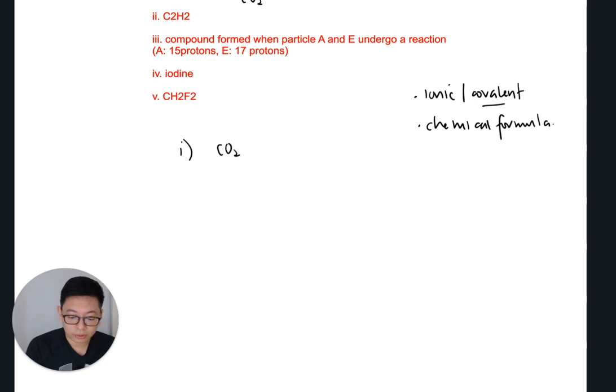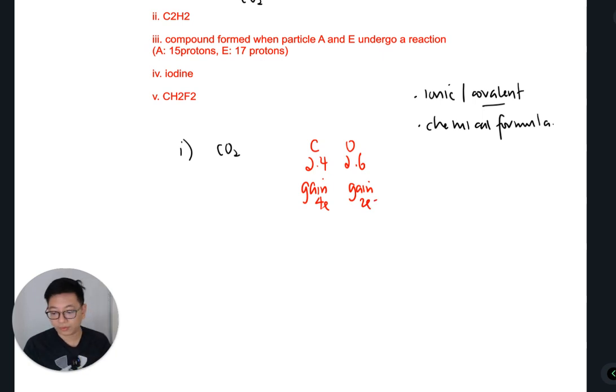Then next, you've got to list out your electronic configuration. Carbon is 2.4, oxygen is 2.6. This needs to gain 4 electrons, and this needs to gain 2 electrons. So once you determine all of that, we can start to draw carbon dioxide.